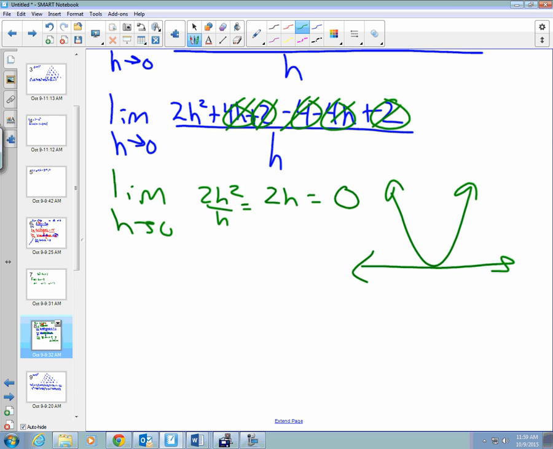I just said to find the slope. The equation for the line tangent would be y equals negative 1.